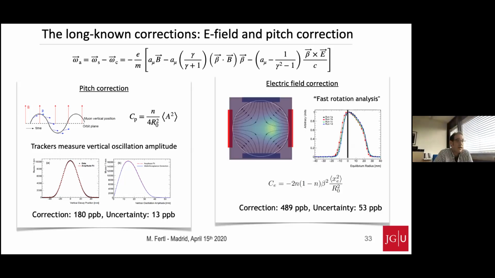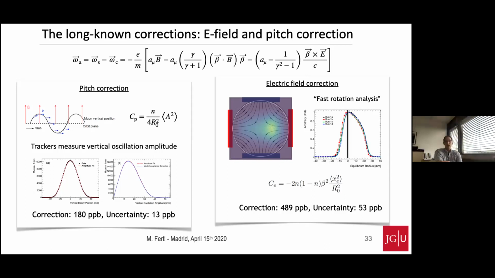And then we also have a correction for the electric field. And as you can see here, it's indicated the distribution of the muons in between the quadrupole plates. In our run 1, the beam was actually not yet centered. Our kickers were not strong enough to put the beam in the center. And so there's actually a fairly large correction of roughly 490 parts per billion with an uncertainty of roughly 50 parts per billion. To perform this analysis, we actually need to know what the momentum distribution and the equilibrium position is. And we do this with an analysis technique that has been long known as the fast rotation analysis.